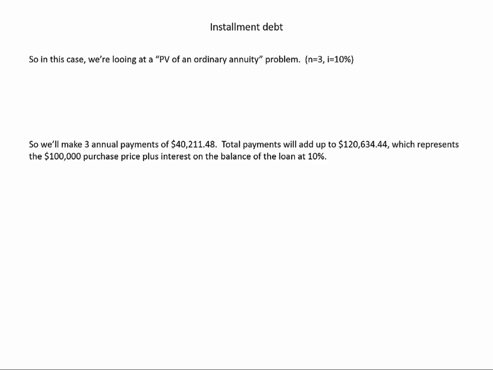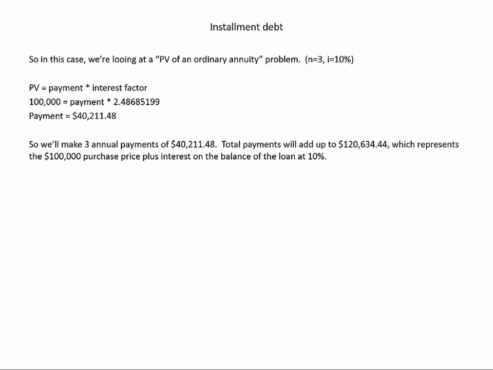So in this case, we're looking at the present value of an ordinary annuity problem, n equals 3 payments, i equals 10%. Again, the present value, which is known, equals the amount of the payment times the interest factor. The present value is $100,000, the payment is what we're solving for, and the interest factor for a 3-payment 10% ordinary annuity is 2.48685199, etc. So the annual payment is going to be $40,211.48.